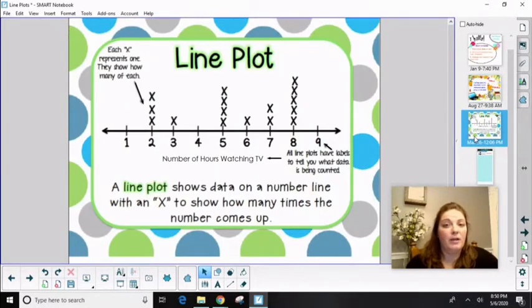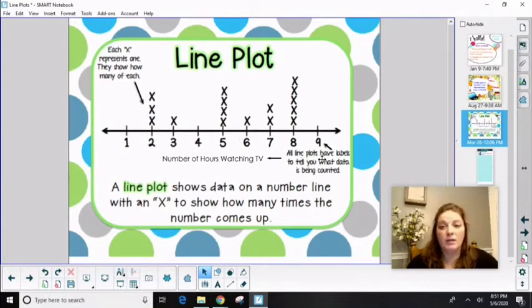Here's what a line plot looks like. A line plot shows data on a number line with an X to show how many times the number comes up. So line plots are number lines. So you can see that this number line is counting by ones. 1, 2, 3, 4, etc.